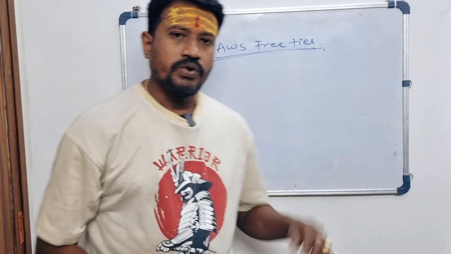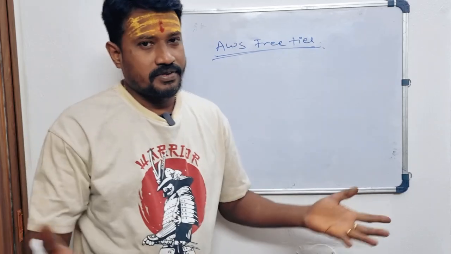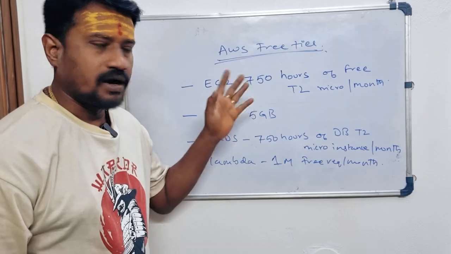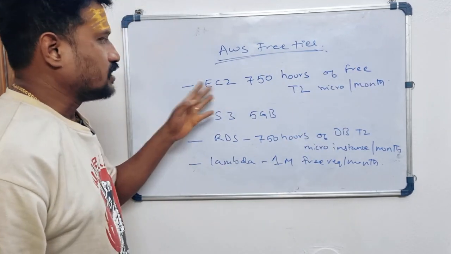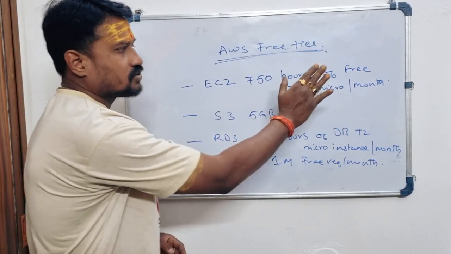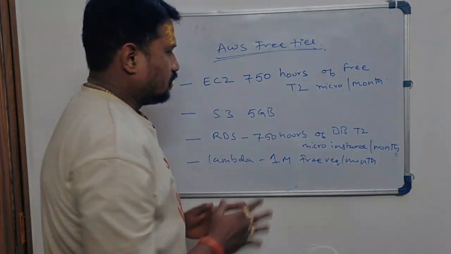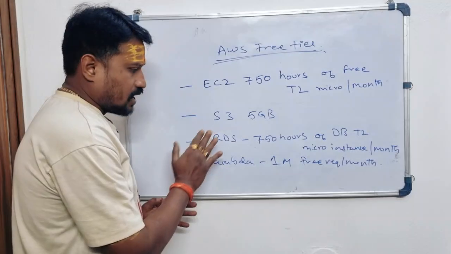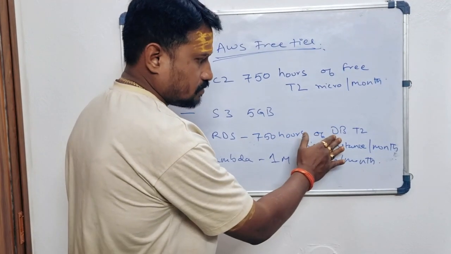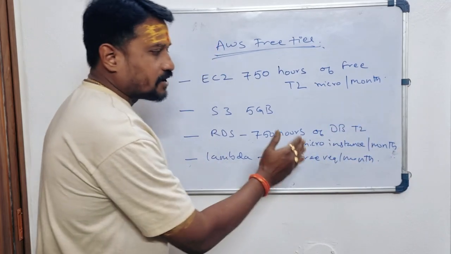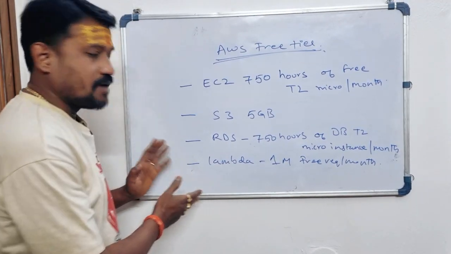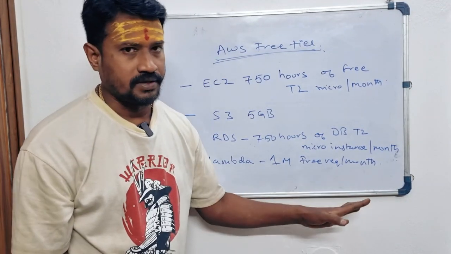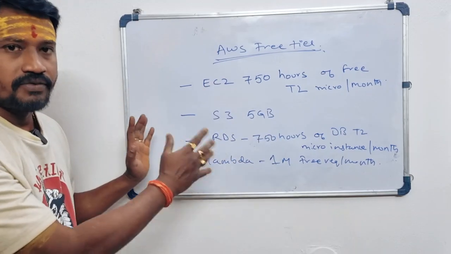Now let us dive into the AWS Free Tier, which is our favorite. Let us try to understand what packages are offered under the Free Tier. The first one is EC2. Here we will get 750 hours of free T2 micro per month. The second one is S3, which offers 5 GB. Third is RDS, 750 hours of databases under T2 micro instances per month. And Lambda, which is serverless, where we can get 1 million free requests per month. So this is the playground where we will play.